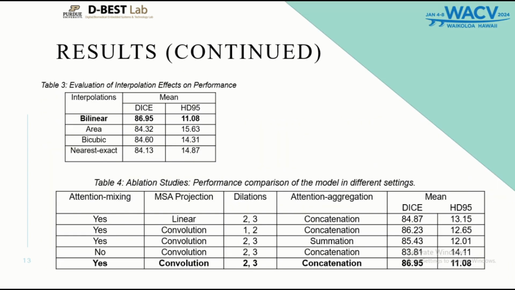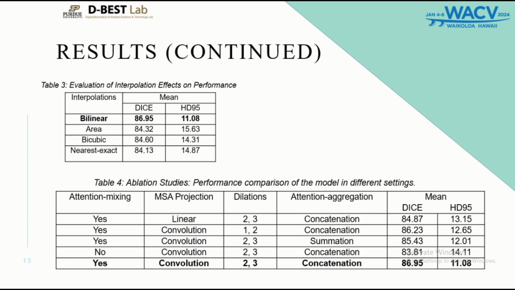We have also performed an ablation study in order to find the optimal settings. Table 3 shows the comparative study where we experimented with the effects of interpolation on performance. We have found that bilinear interpolation returns the highest mean dice and Hausdorff distance. That is why we have used bilinear interpolation for the rest of the study.